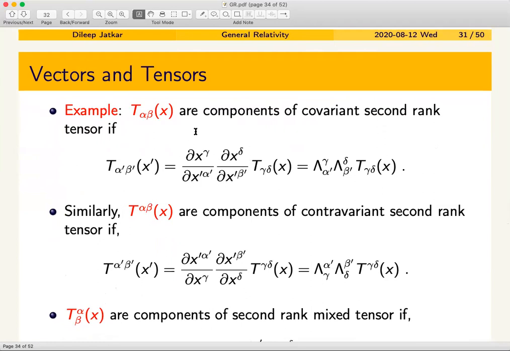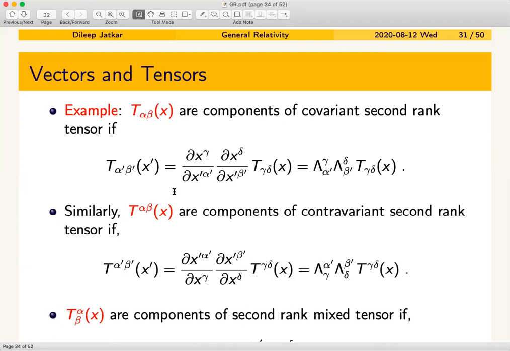If you restrict these transformations to Lorentz transformations, then of course these quantities would be written in terms of lambdas, and that is the last piece. The middle piece, which is written out here, del x gamma by del x prime alpha prime type of stuff, allows you to do any arbitrary general coordinate transformation. The last piece is a restriction to Lorentz transformations. So this is how a covariant tensor would transform. In this particular case, we have taken a second rank tensor.